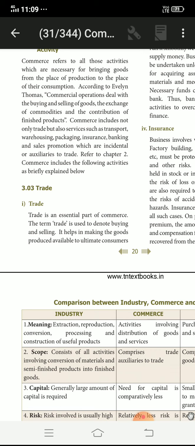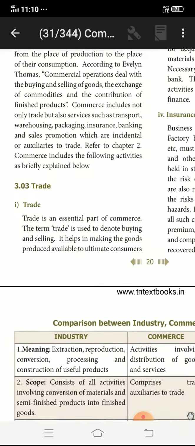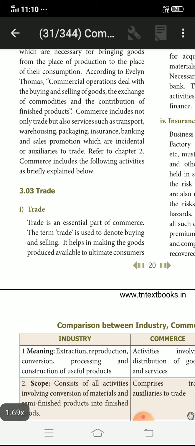At the production point, the producer will be there, and at the consumption point the consumer will be there. So the goods have to move from the production point to the consumption point. Let us see the definition given by Evelyn Thomas. Commercial operations deal with the buying and selling of goods, the exchange of commodities, and the distribution of finished products. Commerce includes not only trade but also services such as transport, warehousing, packaging, insurance, banking, and sales promotion, which are incidental or auxiliaries to trade.